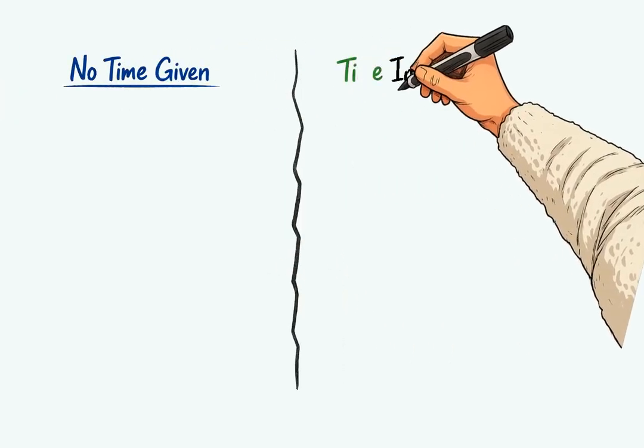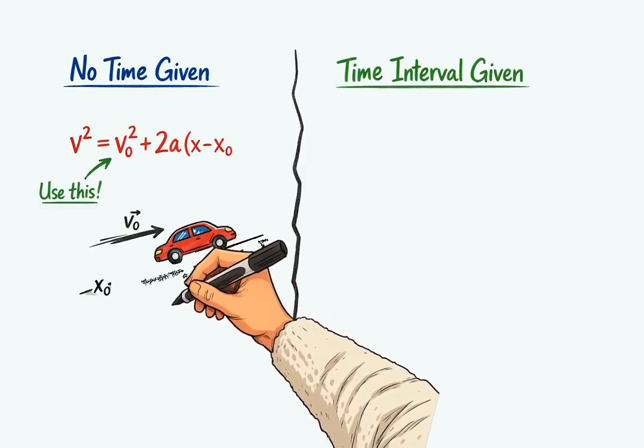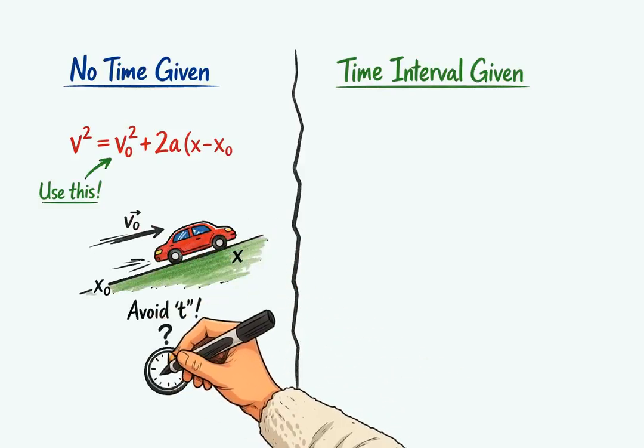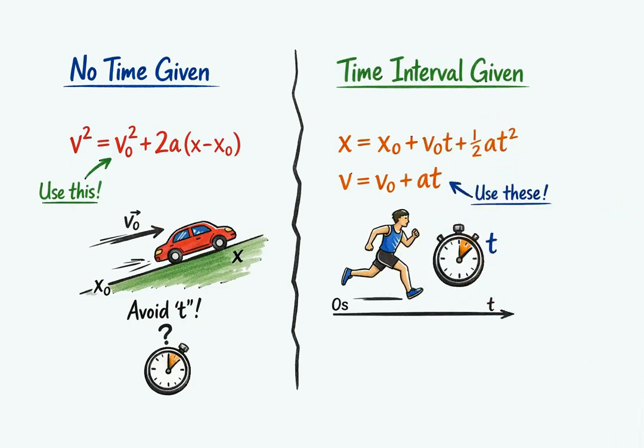That small choice, do you want an equation with t or one without, often determines whether a problem feels easy or impossible. If time is unknown and not asked for, using v squared equals v naught squared plus 2a times the quantity x minus x naught can save a step. If a time interval is given, it's usually simplest to use equations that include t.